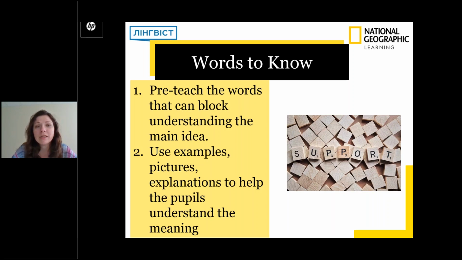So we need to pre-teach the words that can block understanding the main idea, right? So we need to read the article to see what the main idea is, and to understand which words can stop our students, right? Also, for explanations, we can use examples, pictures, explanations, right, to help our students understand the meaning. So that is important. And if the text is from the textbook and you see that there are some exercises, also pay attention to these exercises and see which words they need in order to complete them.